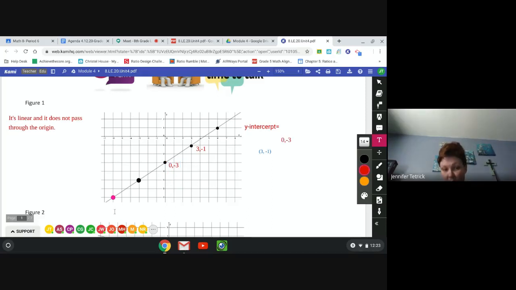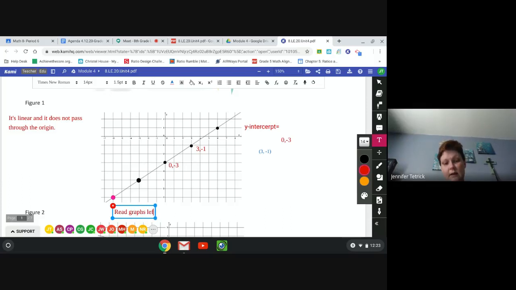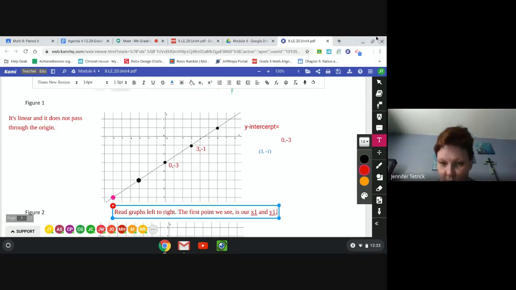I appreciate you jumping in there. We read graphs left to right. The first point we see is our x sub 1 and y sub 1. So thank you very much. I do appreciate you contributing there. So what we are all going to do is I'm going to go ahead and get us started for slope.